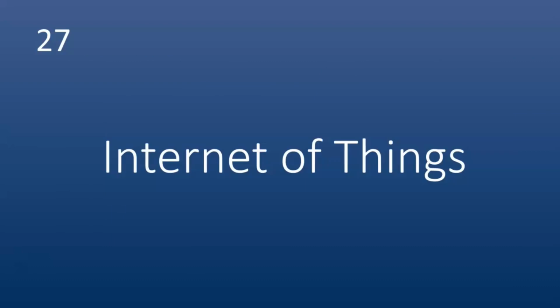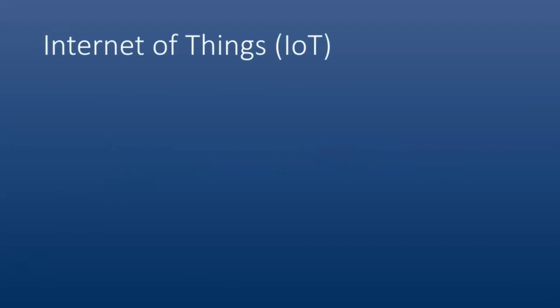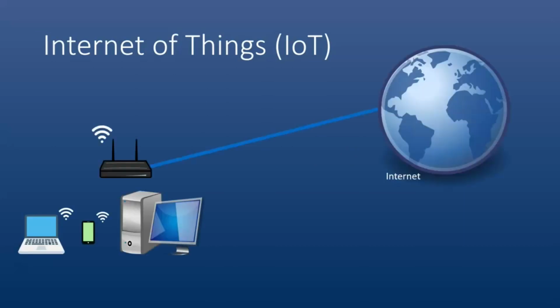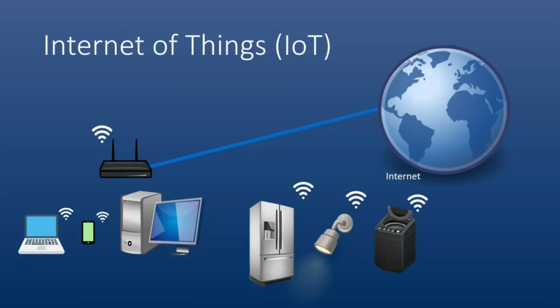Internet of Things. The Internet of Things (IoT) means that not only devices like laptops, smartphones, and PCs are connected to your Wi-Fi in a home network, but also appliances such as refrigerators, lamps, washing machines, or heaters. This allows these devices to be controlled and monitored remotely.